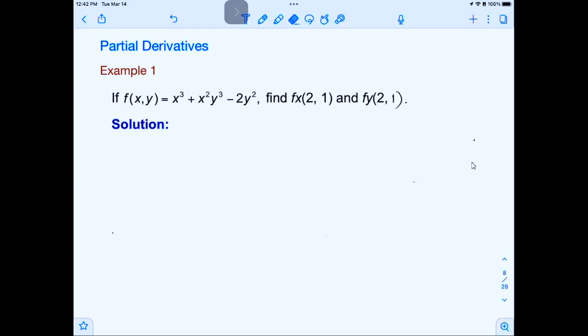It's going to be 0, okay? So therefore, when you take the derivative of that, it's going to be 0. So the partial derivative of this function with respect to x is going to be 3x squared plus 2x times y cubed, and then plus 0. Well, we don't need to write the 0 here, right? So we just treat the other one as a constant.